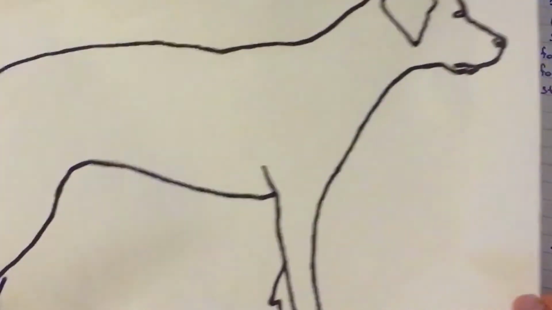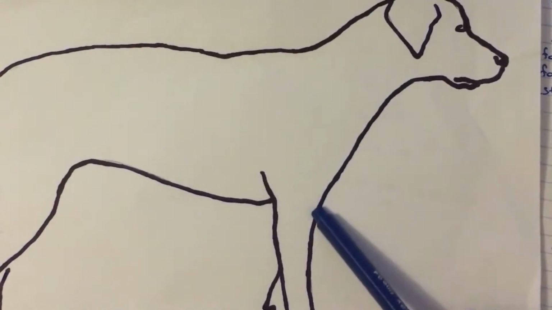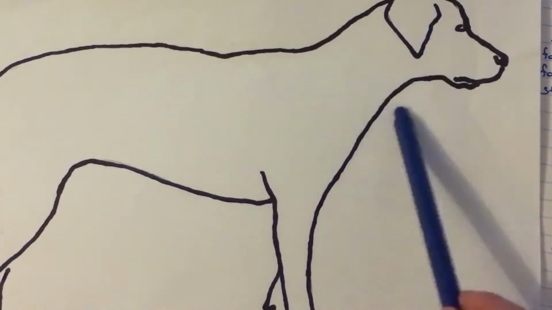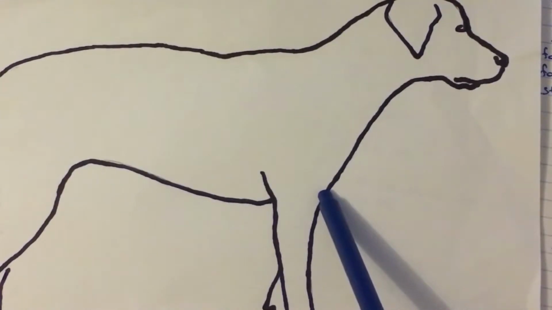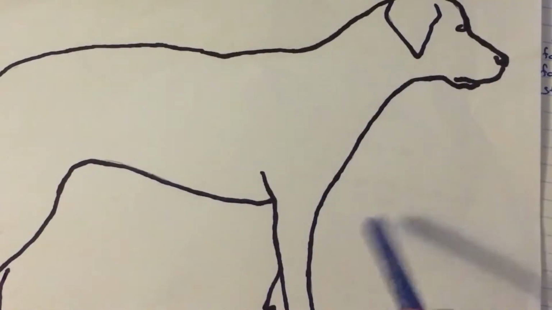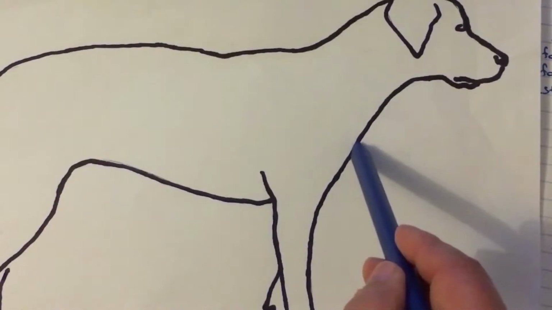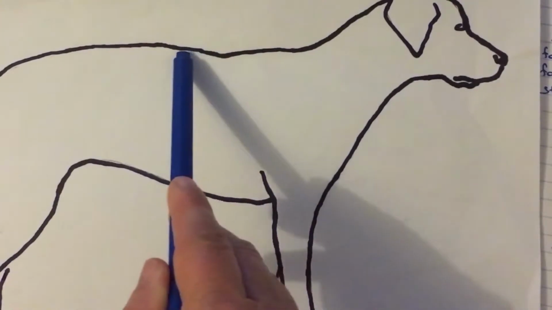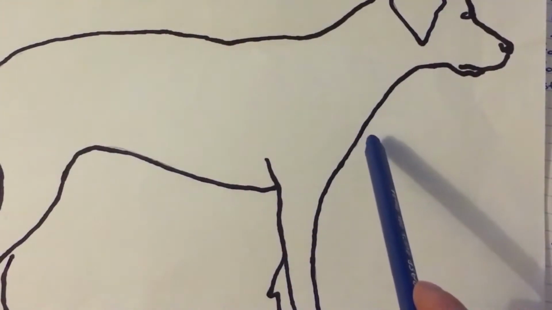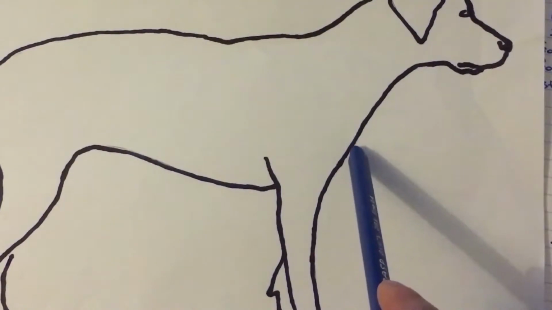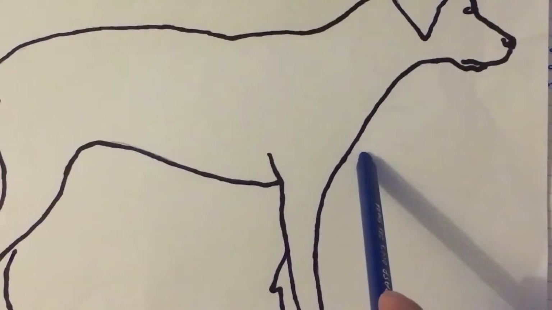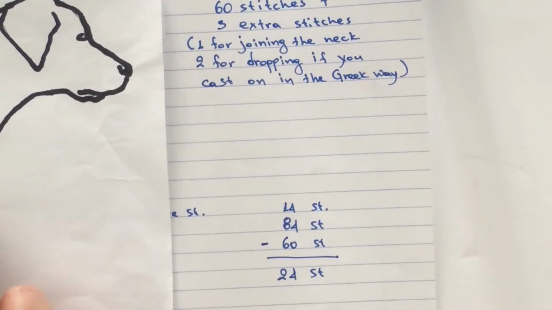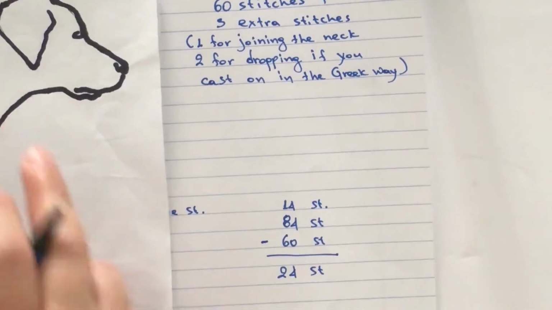of the chest. So I'm going to add these increases here from the neck to the front leg, because here the body of the dog creates a curve, and it's better to add my increases here. The back of the dog is more or less straight. I need to distribute these 24 stitches evenly between the neck and the chest of my dog, so I'm going to knit 12 double increases.